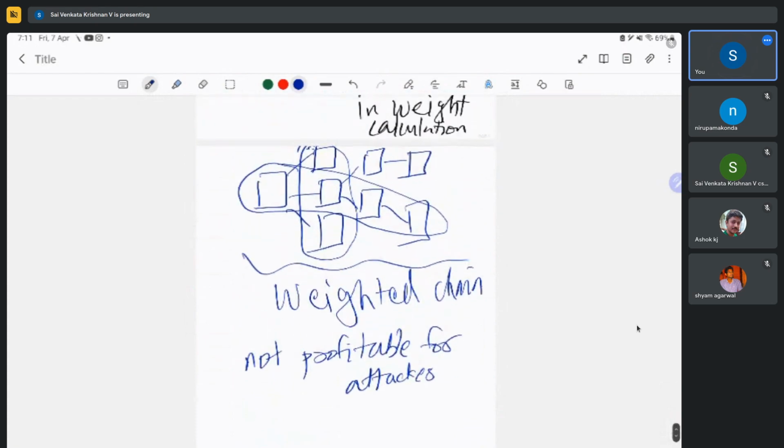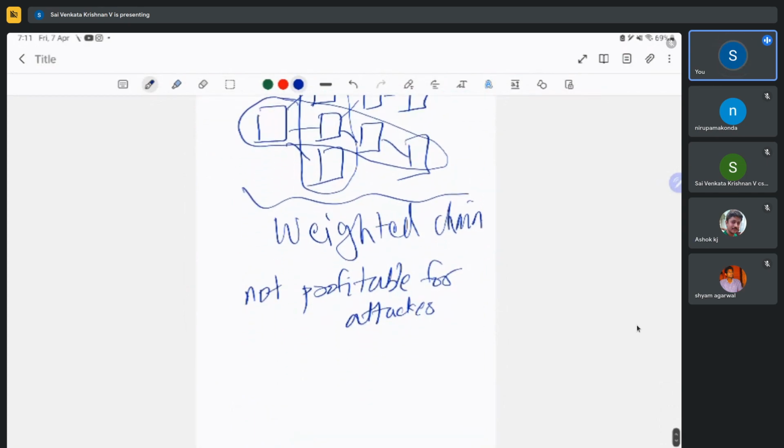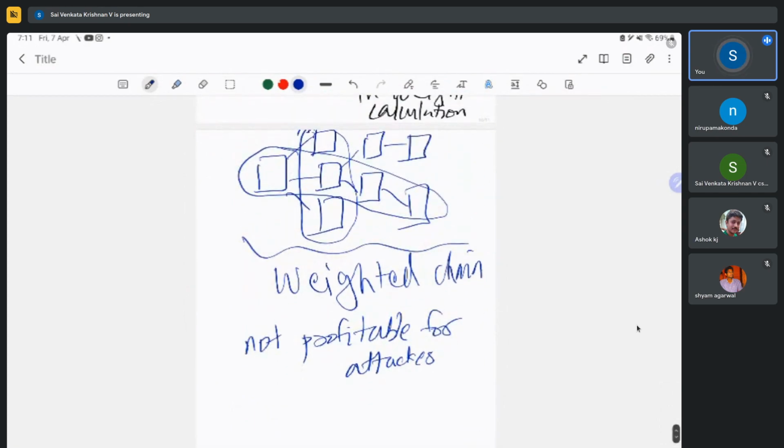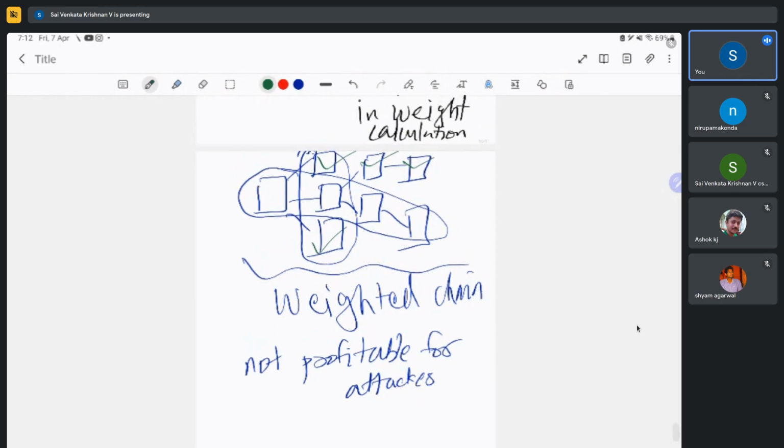So with this weighted chain, this GHOST algorithm, if the attacker has to form a chain in this structure, the longest chain would be pretty low, and also it's not profitable for the attacker. Plus all these blocks, this block, this block, this and this, are actually not part of the longest chain within this chain structure, and they are not rewarded.